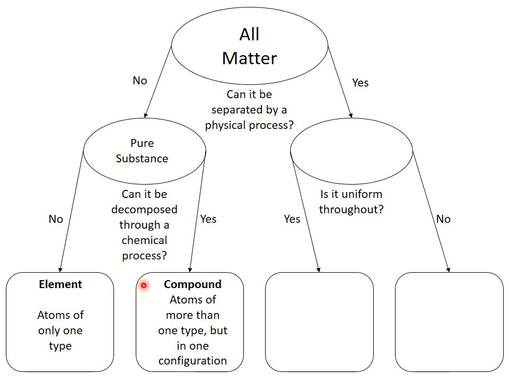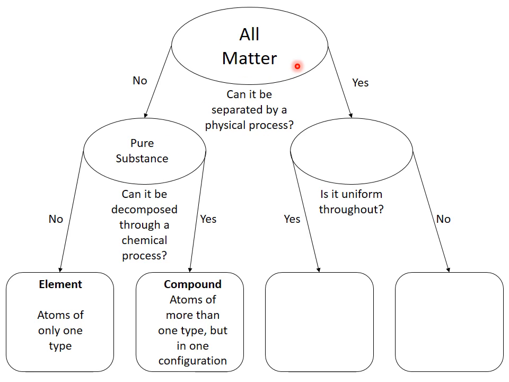Now, compounds have more than one type of atom, but it only has one configuration of atoms. They're bound in molecules. A molecule is two or more atoms bound together, and a compound is made out of just one single type of molecule. This includes things like nitrous oxide, a gas, water, which is a liquid, or sucrose, which is table sugar, a solid. So let's go all the way back up to the top.